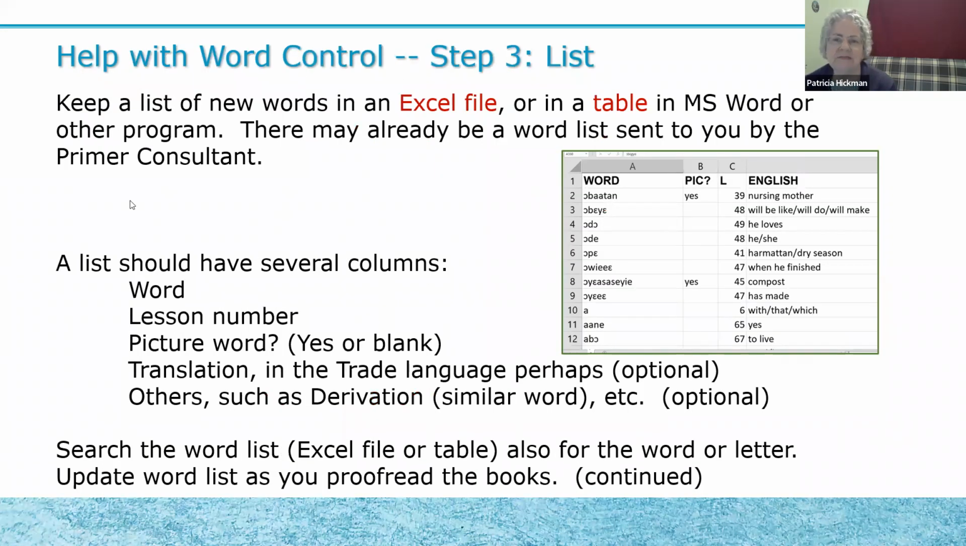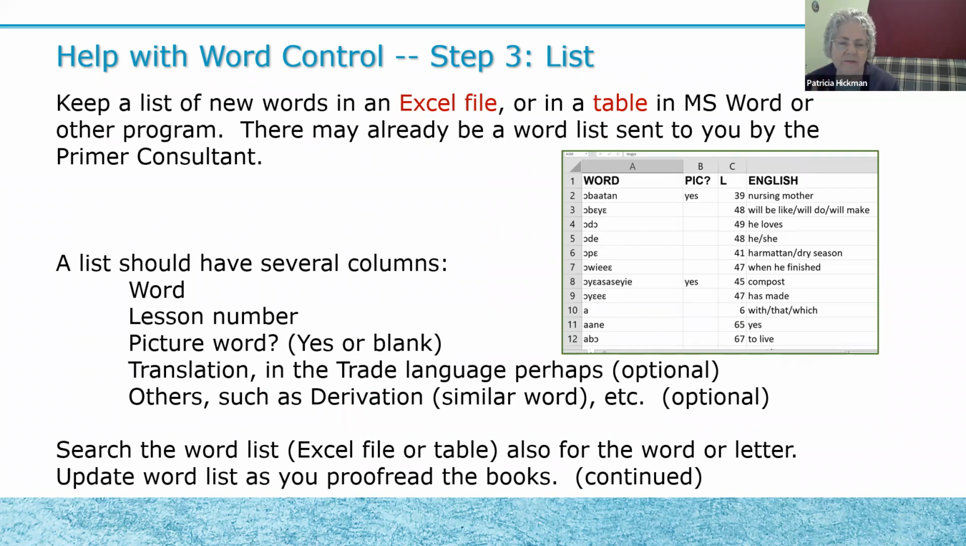Okay, this is the list. We talk about keeping a list. You could keep a list in an Excel file or in a table in Microsoft Word. And you might already have a list that the primer consultant sent to you. A word list or an Excel file could have several columns. You should have a column for the word, a column for the lesson number.